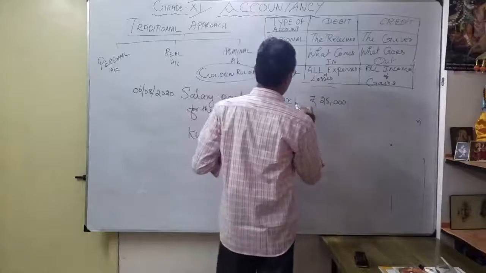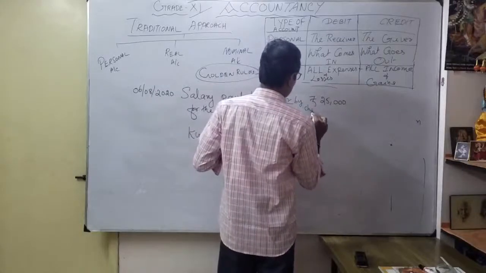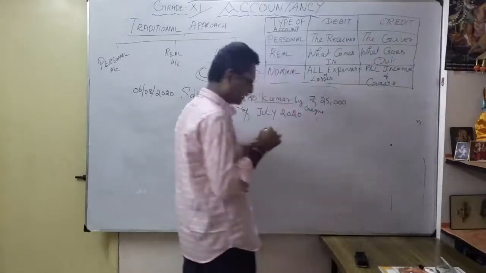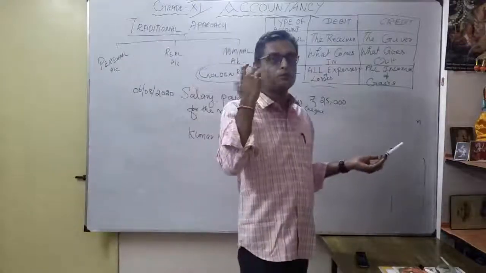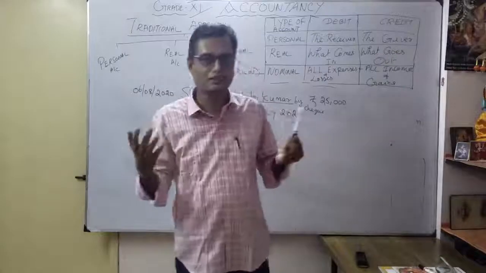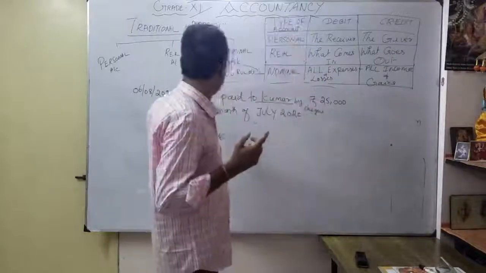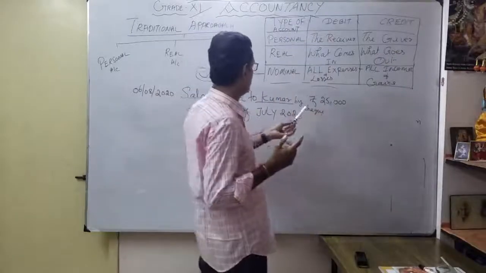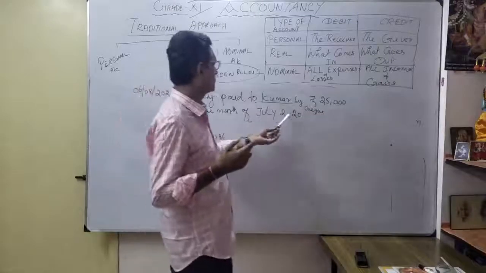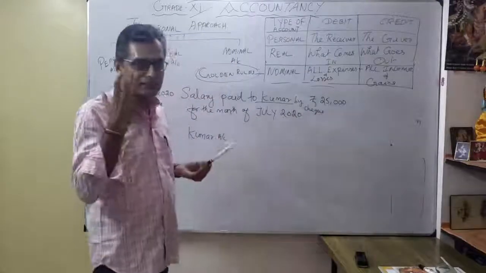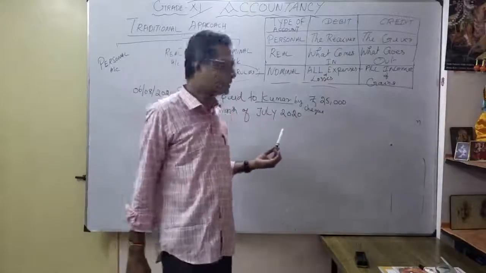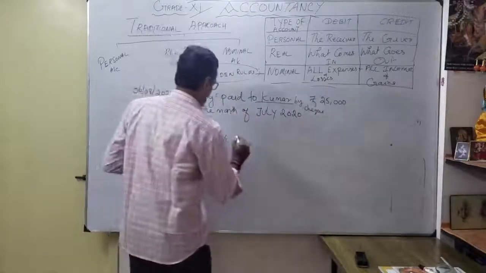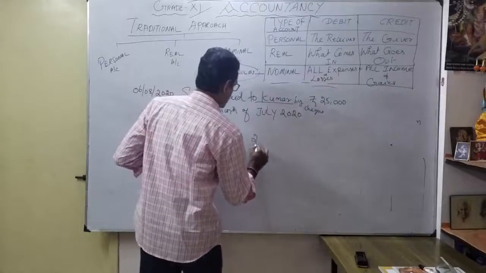Kumar by check, I put. Okay, by check. Salary paid to Kumar by check through bank only. Nowadays salary is automatically credited. So salary paid to Kumar, 25,000 by check, for the month of July 2020. As we discussed, Kumar is the one getting the salary, so I am debiting Kumar account. So Kumar account debit, how much?